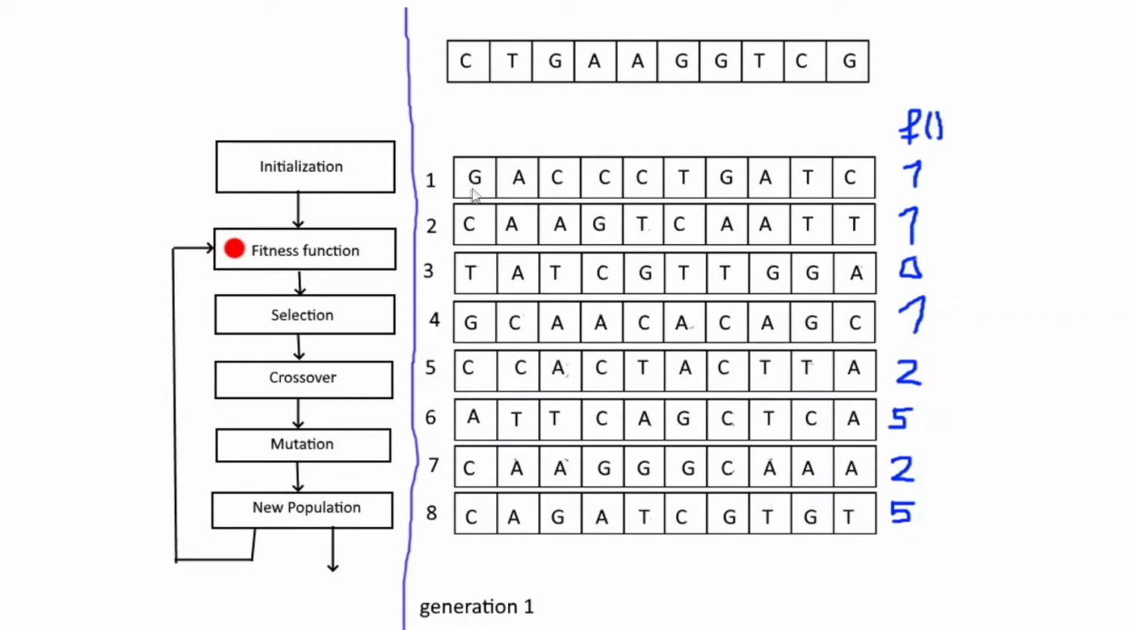So as for the first string, the fitness value of this element will be 1. And same story for the others: this will be 1, this one 0, 1, 2, 5, 2, 5. So ideally, these two with the highest fitness values will have a better chance to pass their genes to the next generation. Let's see how to do that.